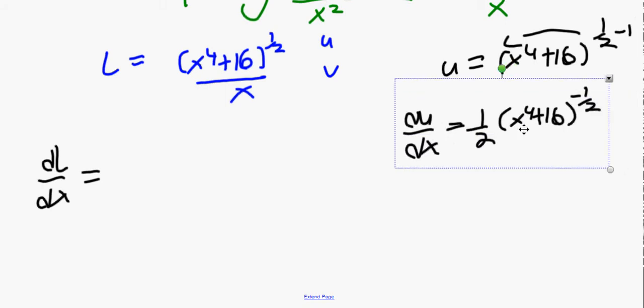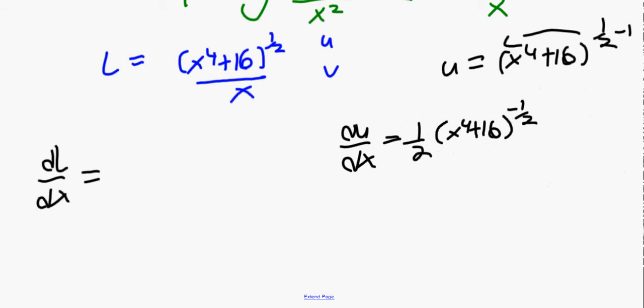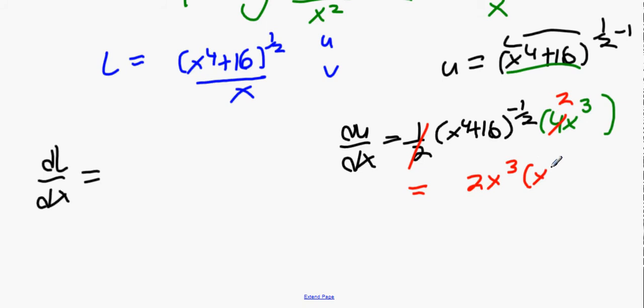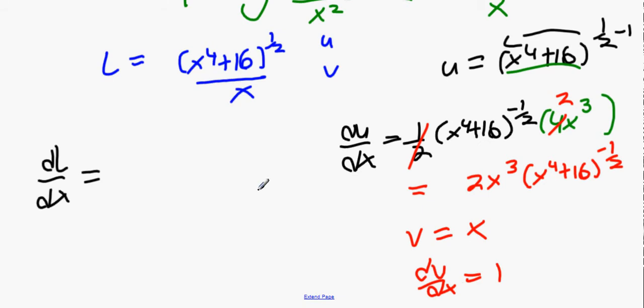The other little bit you have to do is differentiate what's in the brackets, which is going to be 4x cubed, and 16 turns to 0. Half the 4x cubed, because you divide by 2, and you get 2x cubed. So du/dx is 2x cubed multiplied by x to the 4 plus 16 to the power of minus a half. Now, v equals x, therefore dv/dx equals 1.